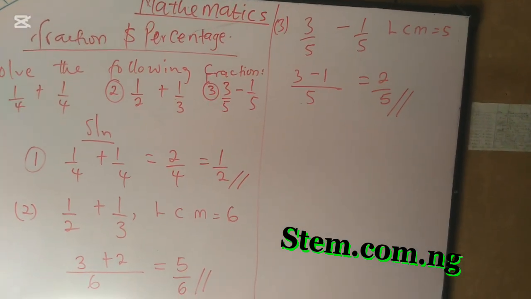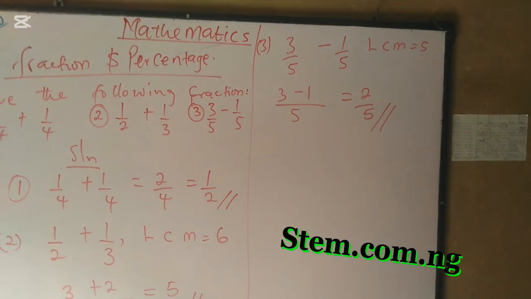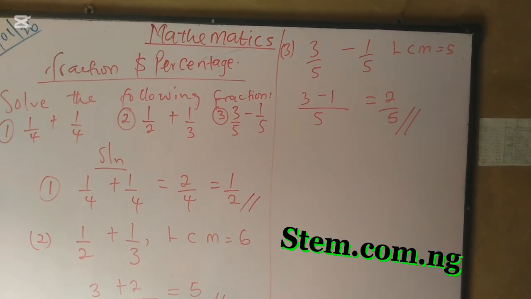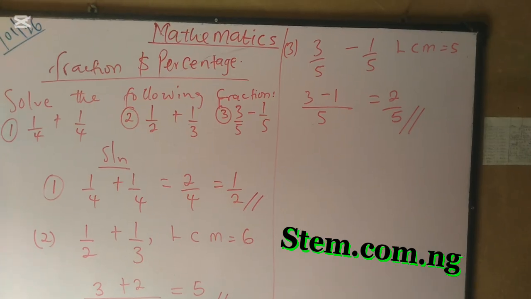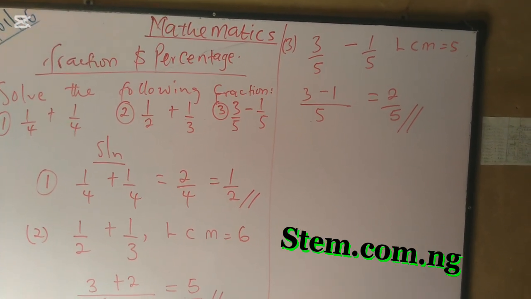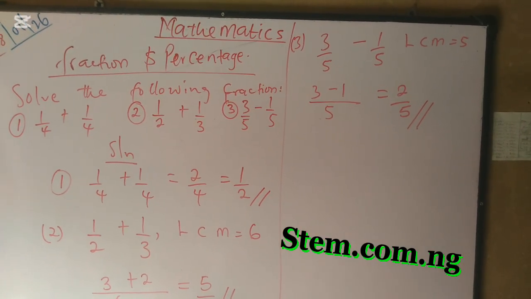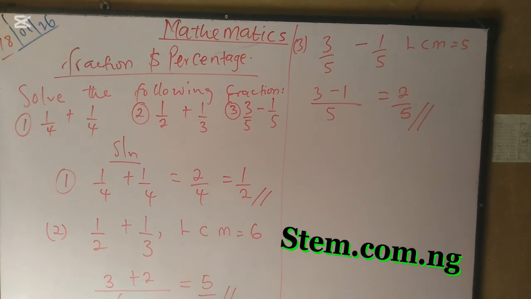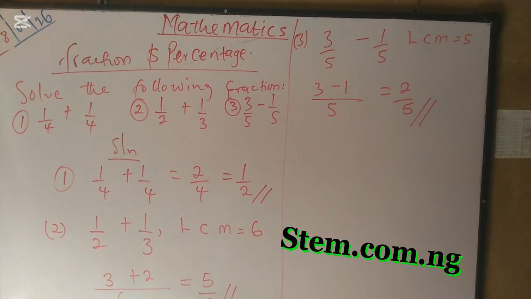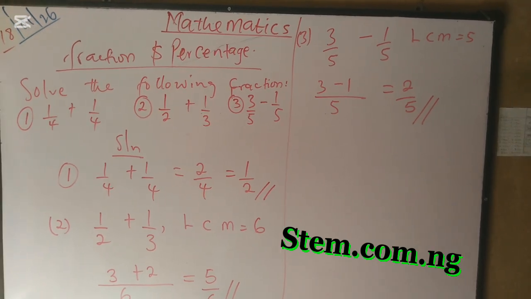Let's go to number 3 example and look at it. When you look at the number 3 example, it has the same denominator, which is 5. In this case, we don't need to go further. We just subtract the numerators at the top there, and we get our final answer. 3 minus 1 equals 2. Bring down your denominator, which is the LCM, under the 2: 2/5 as your final answer.